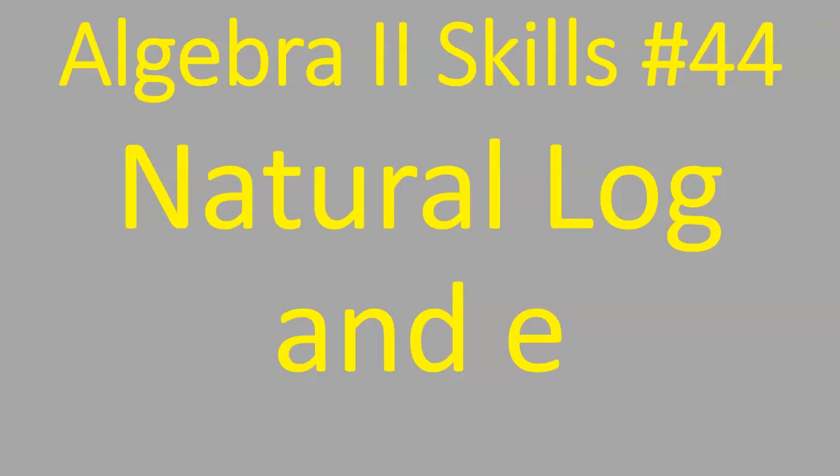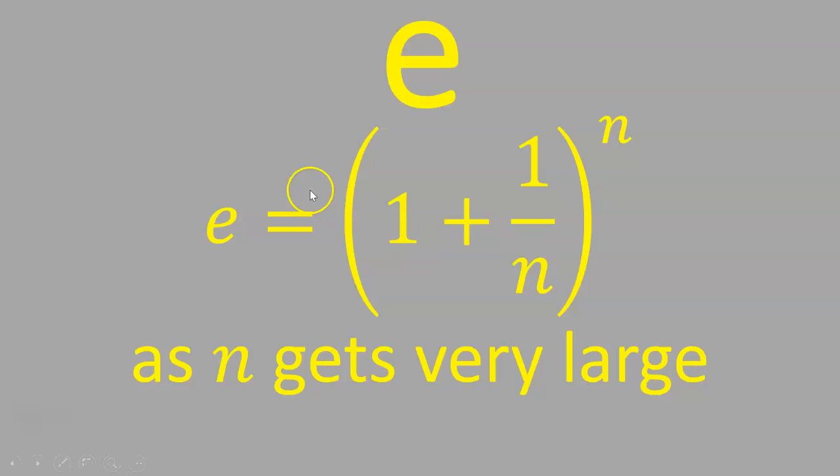Algebra 2 Skills number 44, natural log and e. Okay, so this is an introductory to a calculus concept. So let's look at what e is. E is going to be equal to this expression as n gets very large. There's some calculus notation that we could use here, but being an Algebra 2 slideshow, we're not going to do that. But as n gets bigger and bigger and bigger, then e approaches a particular number. And that number is irrational, 2.718, and it carries on from there.